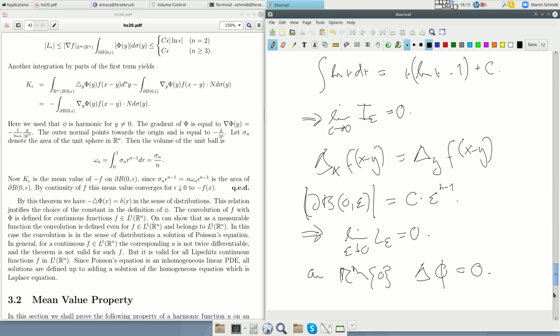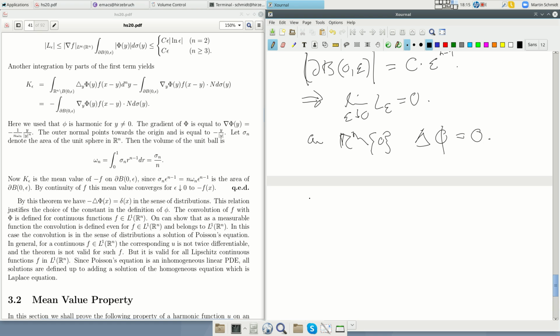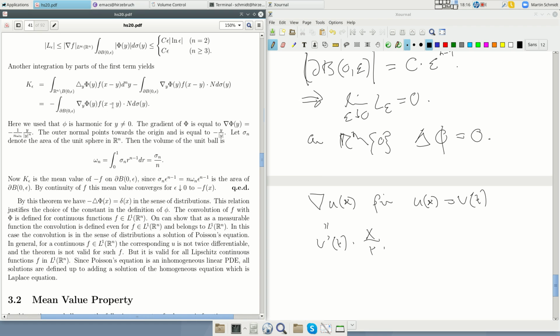Let's recall this formula: for u of x equal to v of r, a function which only depends on the radius, the gradient is v prime of r times x over r. Now we use this formula.